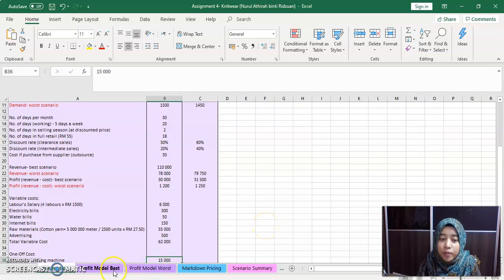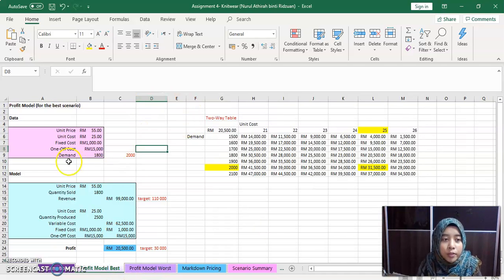So let's go to the profit model base. At the profit model base, this is my data, my assumption before. So I need to calculate the profit model base. Before that, I need to target the profit. My target is 30,000 ringgit and the revenue target is 110,000 ringgit.